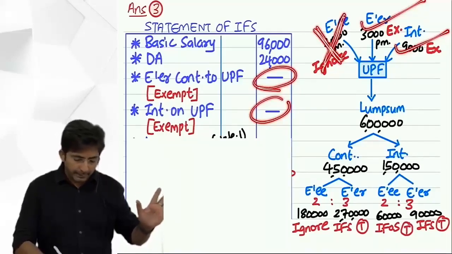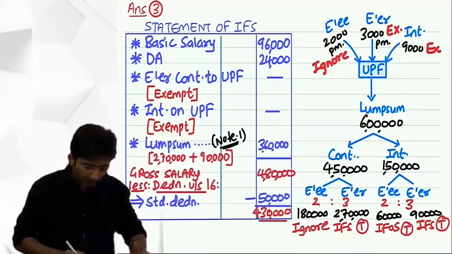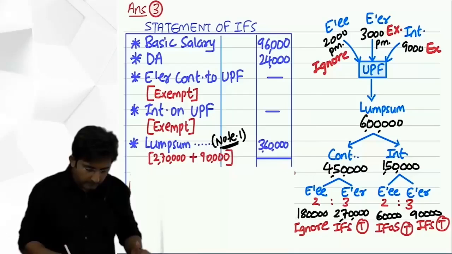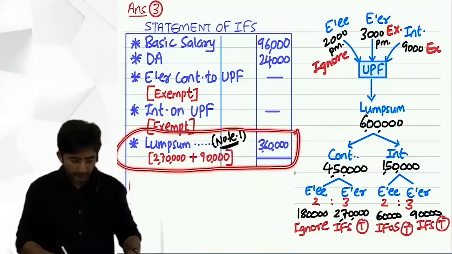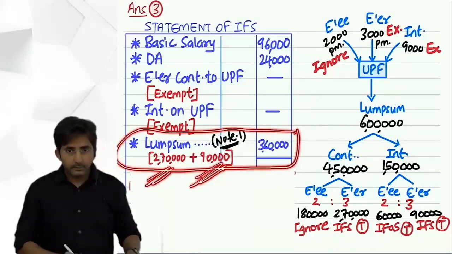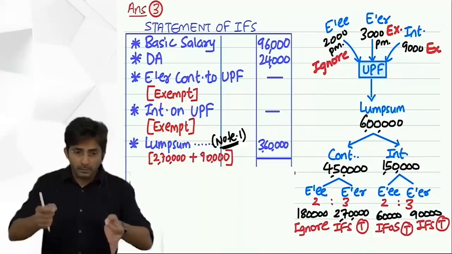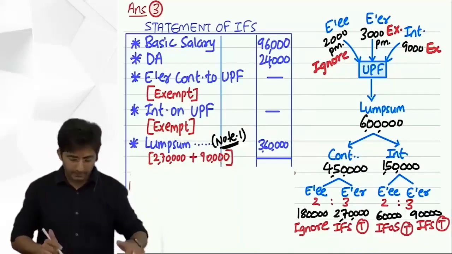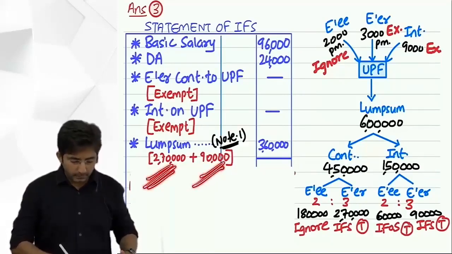Okay. Then for lump sum amount, see what I have done. For lump sum amount I have given note 1 here. What is this 2,70,000 and 90,000? See, out of the 4 amounts, only 2 amounts will come. Employer's contribution and interest on that. Which were 2,70,000 and 90,000. So 3,60,000.